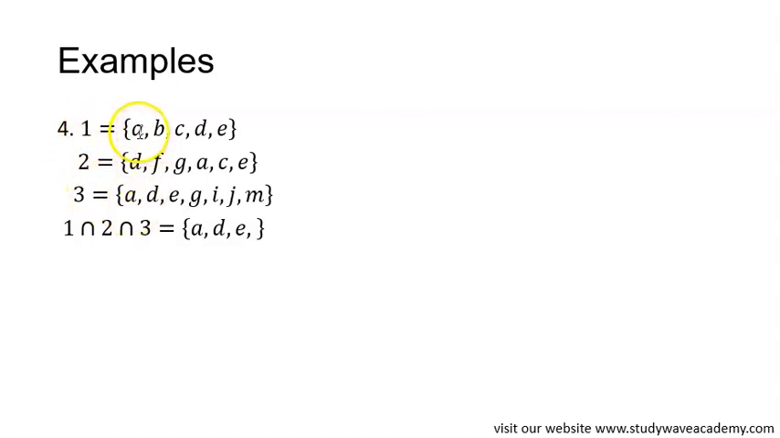Okay, we have A in 1, we have A in 2, we have A in 3. We also have D in 1, D in 2, and D in 3. We also have E in 1, E in 2, and E in 3. So these are the common letters. You can pause the video to confirm. Okay, so the intersection between 1, 2, and 3 is A, D, E. Okay, do you understand that? The intersection between 1, 2, and 3 is ADE. These are the common elements from set 1, set 2, and set 3. Okay? We understood that, right? Good.